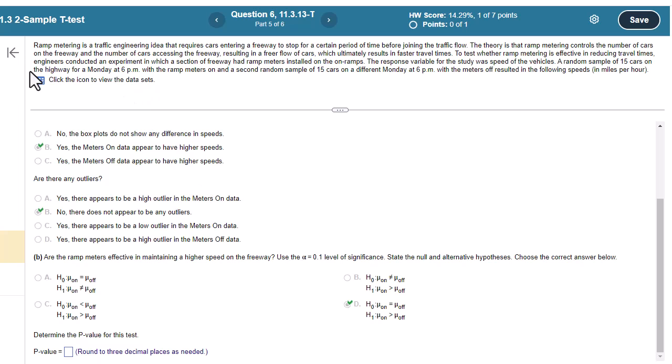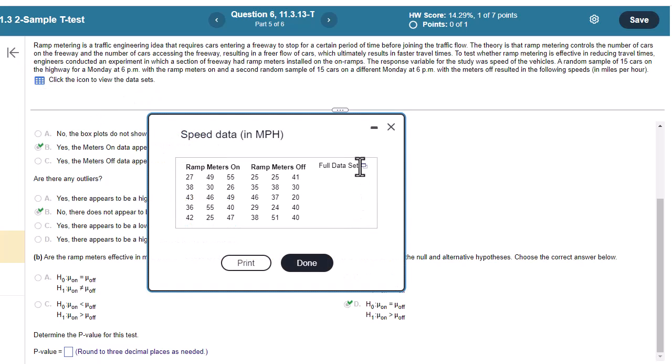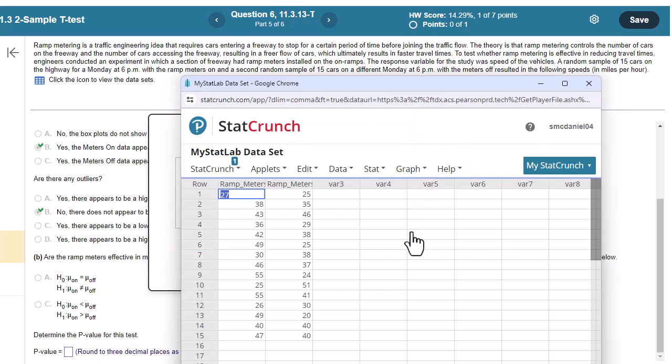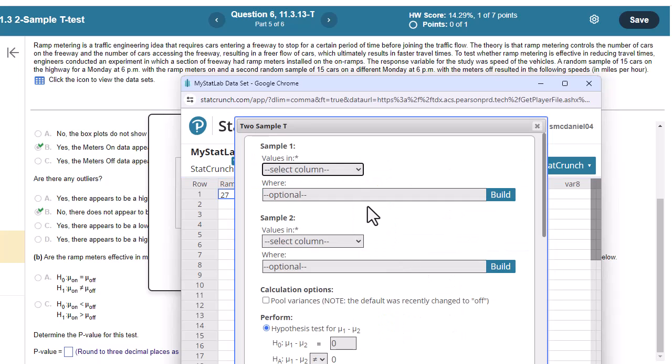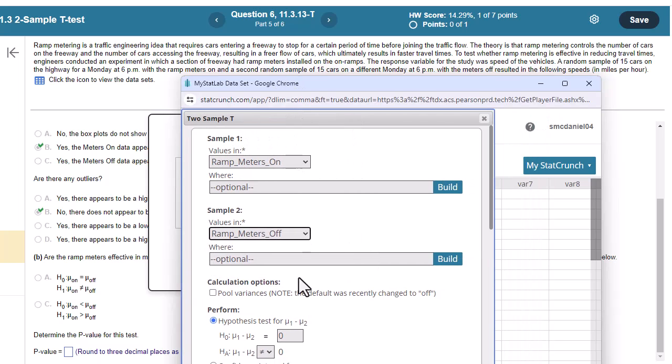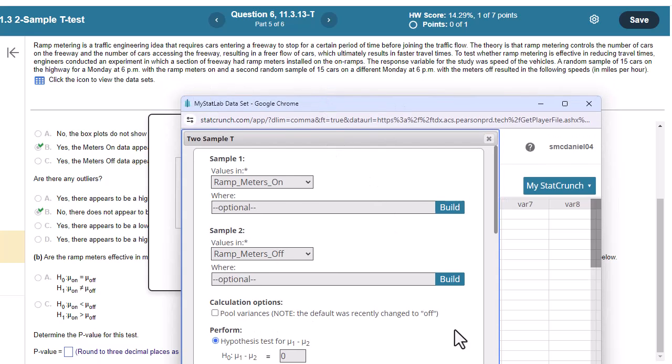So let's go ahead and run our test. I need to go and pull my data back up. Actually, I already have it in StatCrunch. Here it is. Don't need to pull it in twice. And we'll go and run our test. So Stat, T Stats, Two Sample, With Data. Okay, so we can let 1 be the on, 2 be the off. And the 1 is the on, so that's going to be 1 greater than 2. And that was what we had picked.